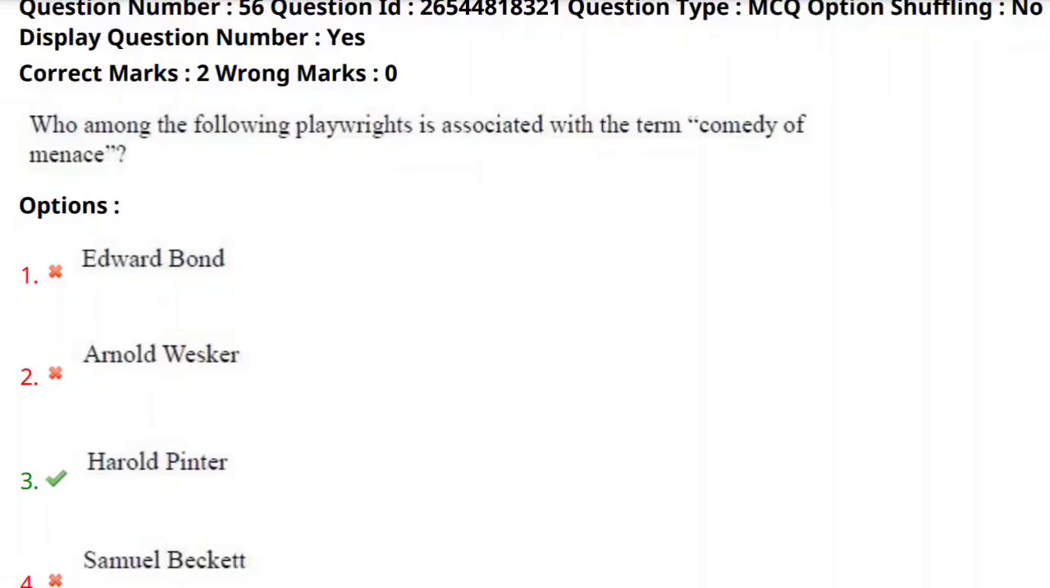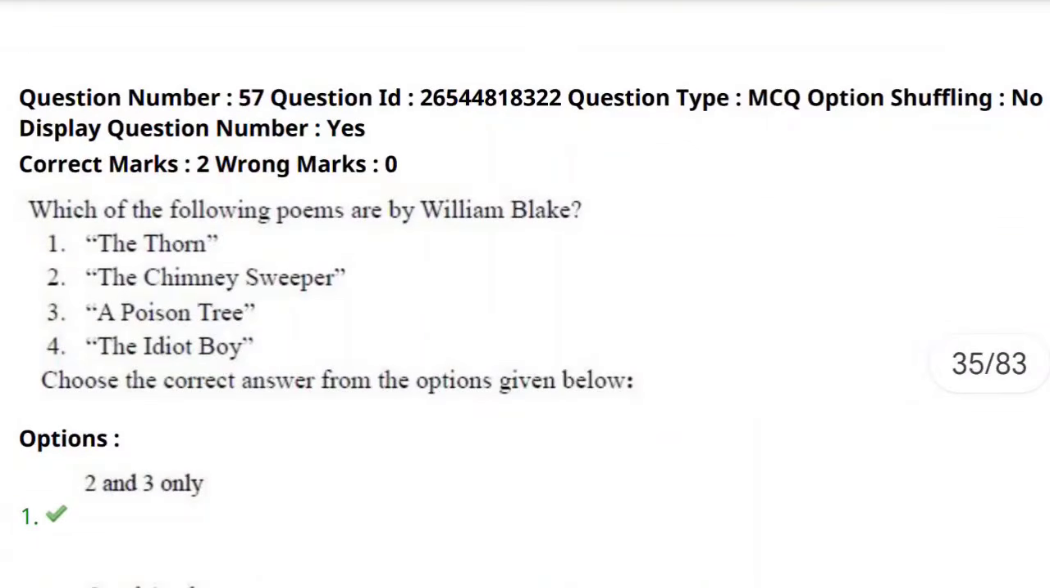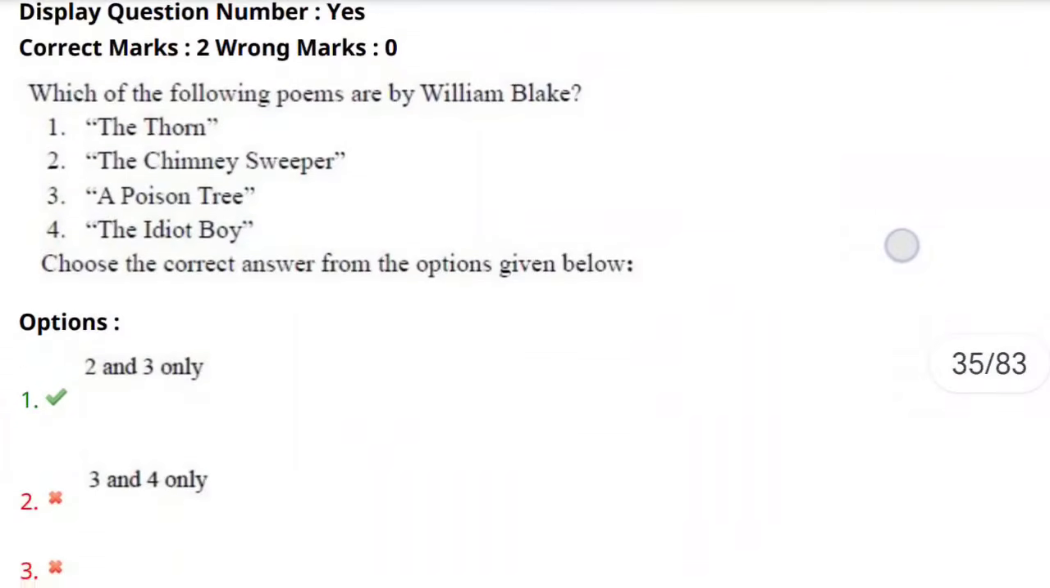And write down the major work written by Harold Pinter under the comedy of menace, which is The Caretaker. The Caretaker comes under the style of drama which is comedy of menace and which is written by Harold Pinter. Yes, as we move forward, which of the following poems are by William Blake?